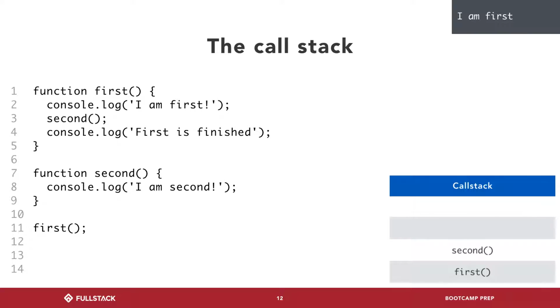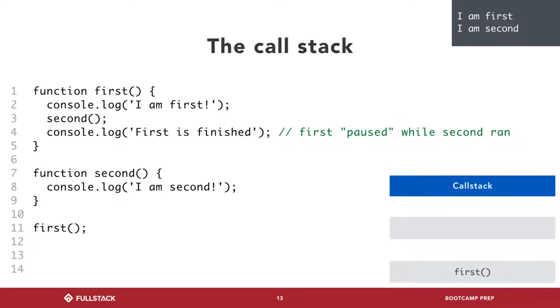Second just console logs out the I am second message, which comes up here. And once we finish logging that, we're done with second, right? So once the function reaches the end of the code block, we can say, okay, second has been resolved, right? We now take it off our call stack, and then we say, all right, what we were doing before we took this segue to second, oh yeah, we were working on first.